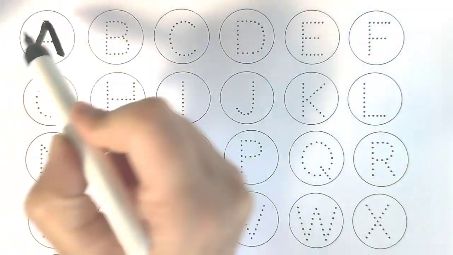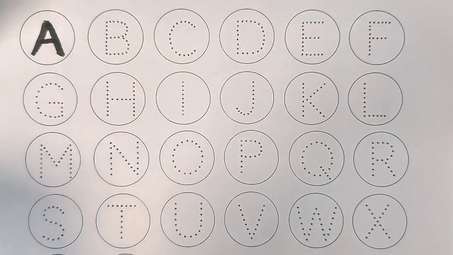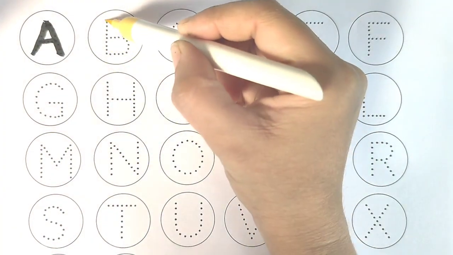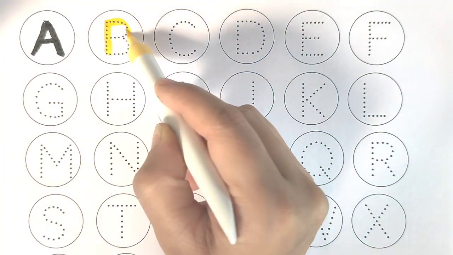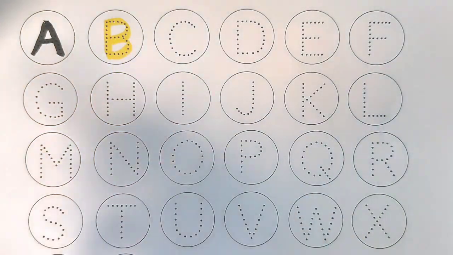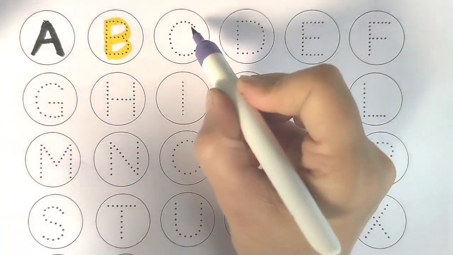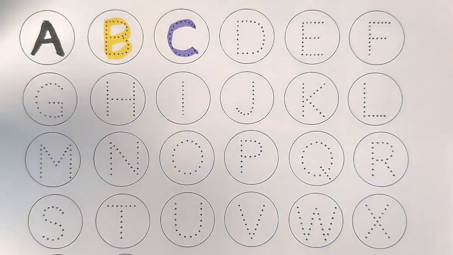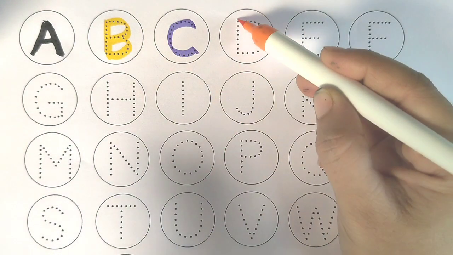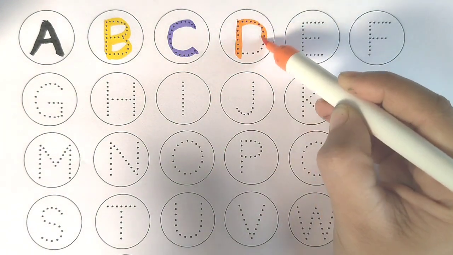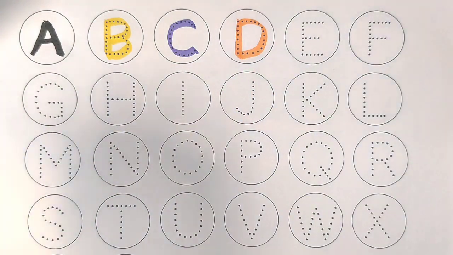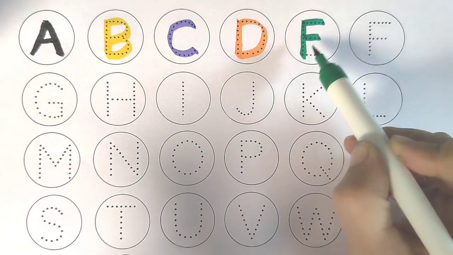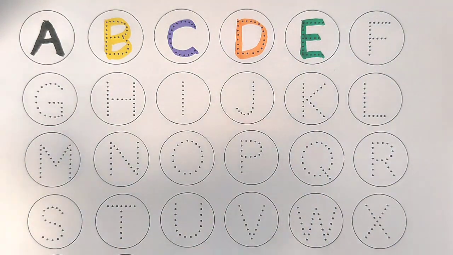A is for aeroplane. B is for balloon. C is for cat. D is for dolphin. E is for elephant.